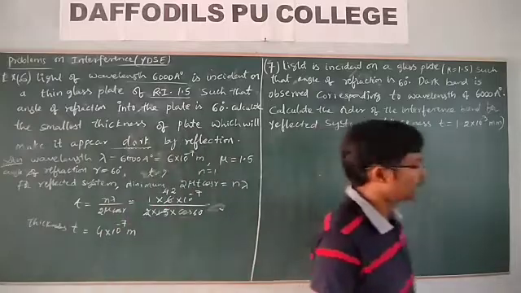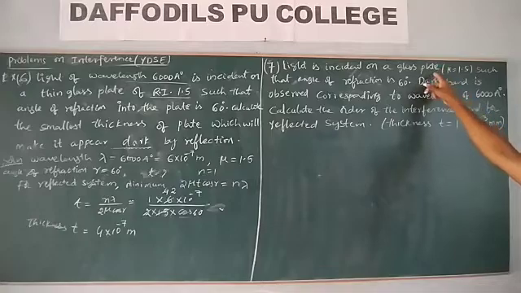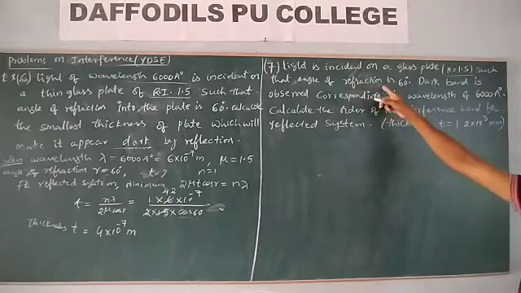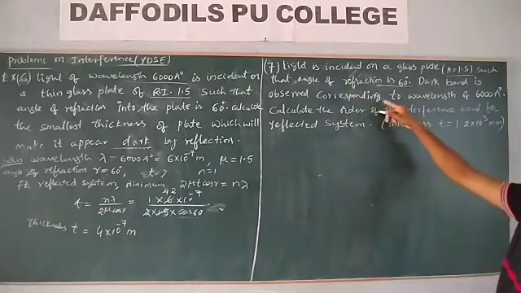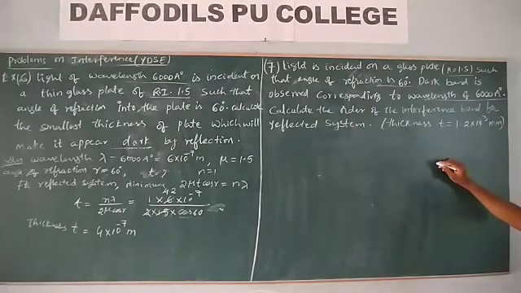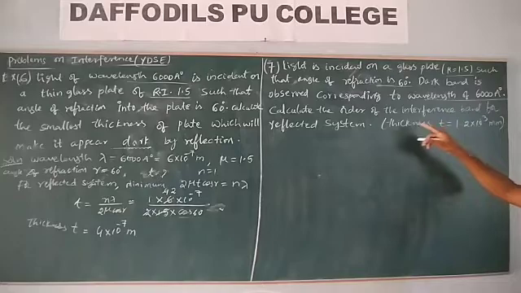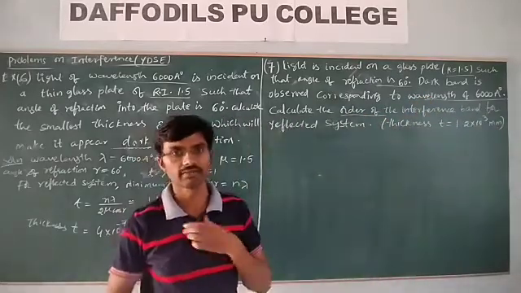Similarly, next one. Light is incident on a glass plate of refractive index 1.5, such that the angle of refraction is 60 degree, and a dark band is observed corresponding to wavelength of 6000 angstrom. Again for the dark band, for the reflected system, thickness is given. Calculate the order of the interference. That means the order of the interference means the n value.